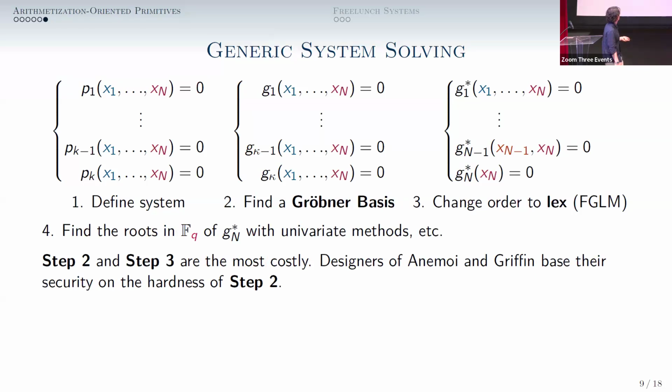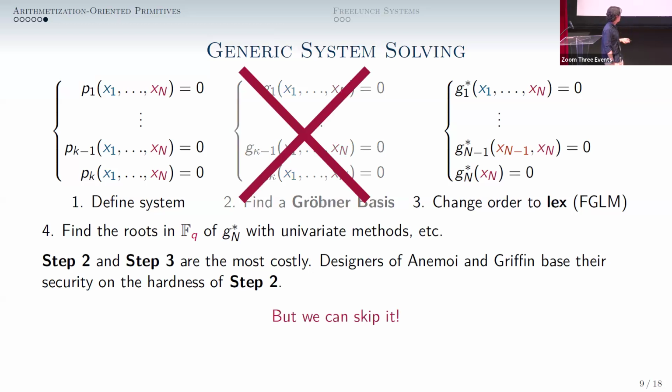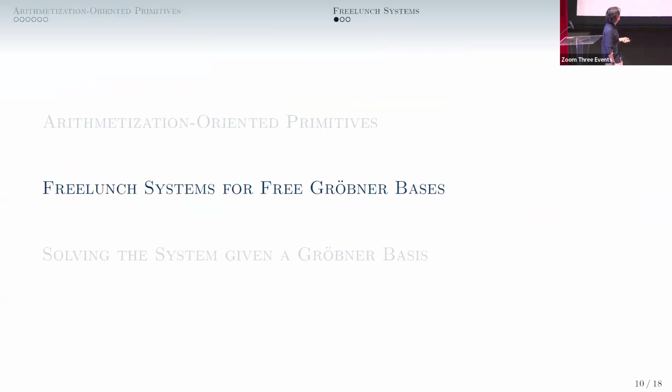And this is the full algorithm. Among these steps, finding a Gröbner basis and changing its order are both the most costly steps compared to the others. But specifically, in the case of Anemoi and Griffin, the security is based on the hardness of step 2, finding a Gröbner basis. This determines the number of rounds, basically. And in this paper, we provide a way to basically skip this step because we show that we actually already have a Gröbner basis. And this is what we call the free-lunch systems.